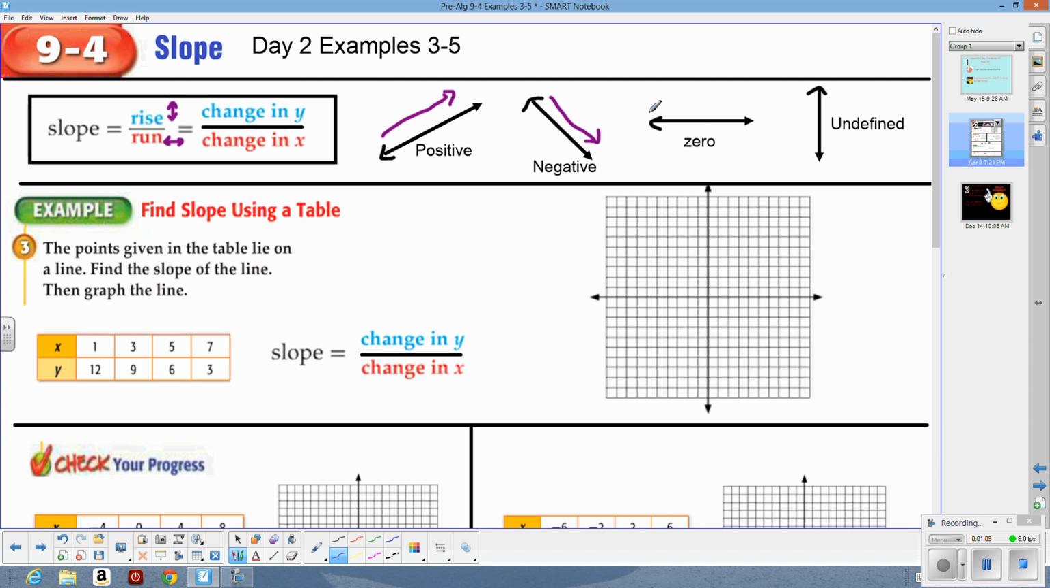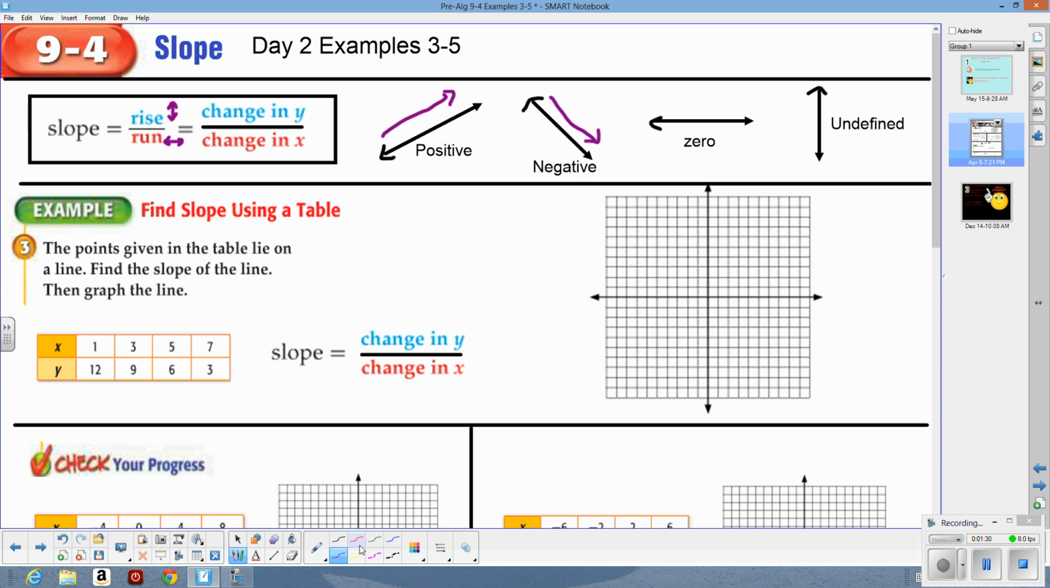This one does not go up at all. It's flat. There's zero change as you move to the right, so it's zero slope. This one, you will not have to worry too much about it yet, but eventually you will encounter this situation where you have a vertical line, and that's an undefined slope.